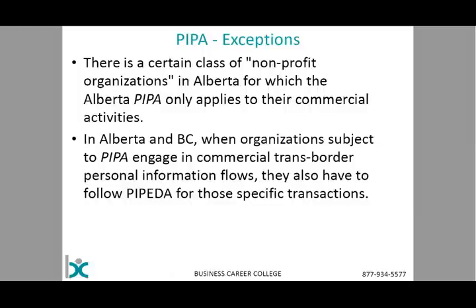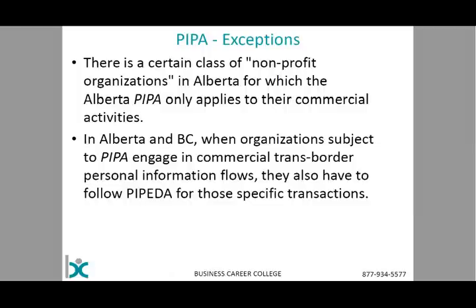The reasoning behind this exception in Alberta is a number of politicians argued successfully that PIPA and following PIPA was too onerous for nonprofit organizations, and the cost would take away from their nonprofit work. The second notable exception that we'll take a look at here is in both Alberta and BC, when an organization is subject to PIPA, and they engage in commercial trans-border personal information flows, they also have to follow PIPA for those specific transactions. So let's just break down that statement a little more.